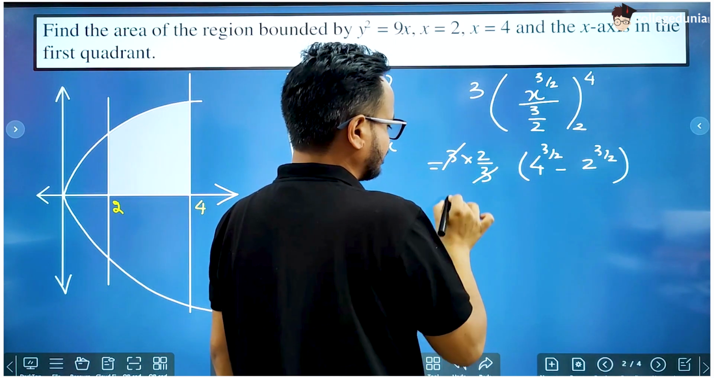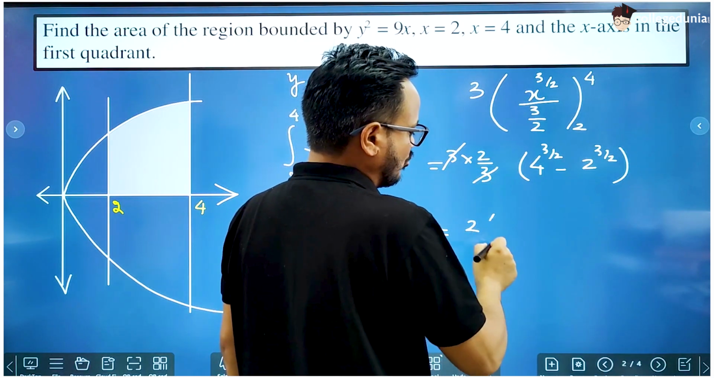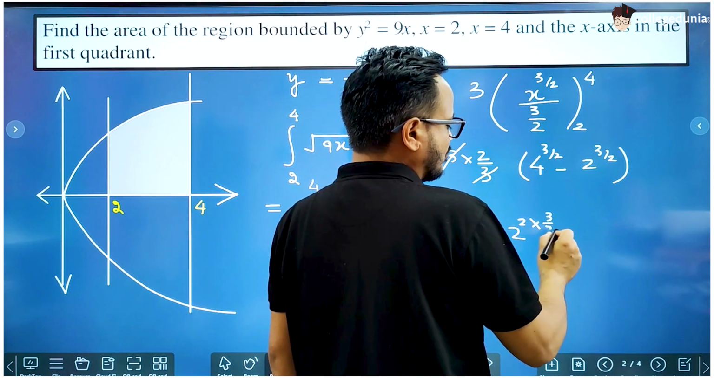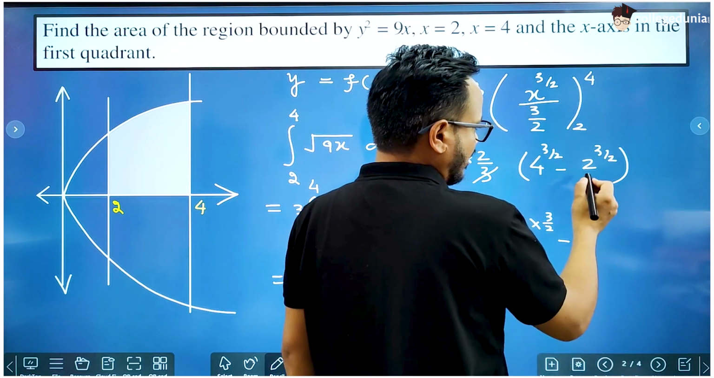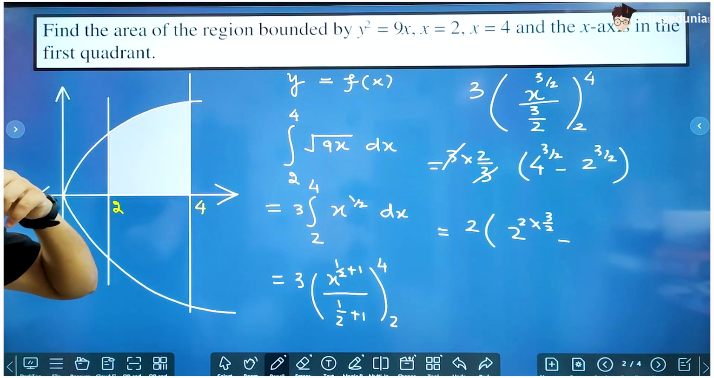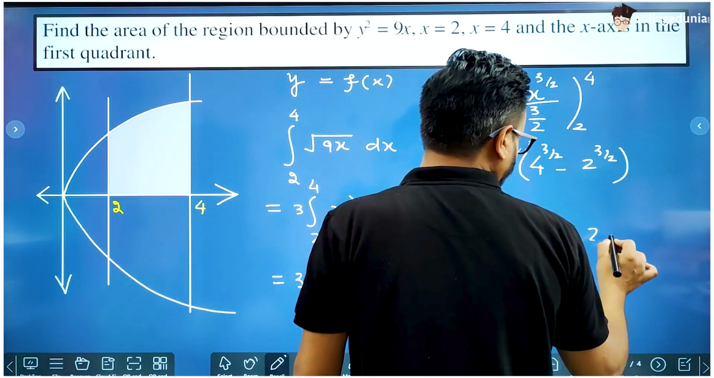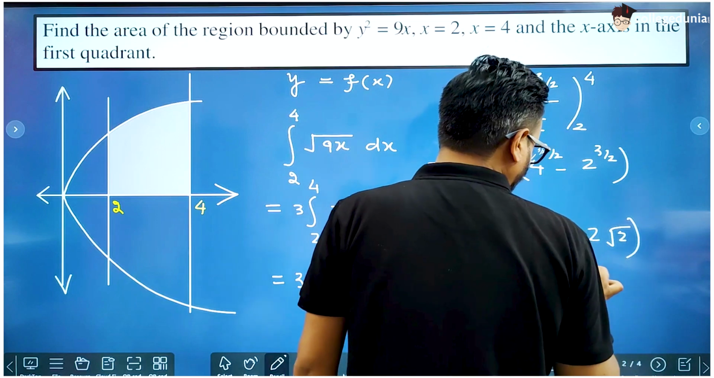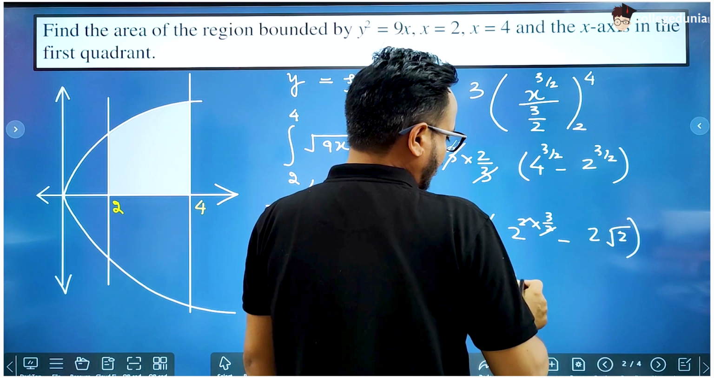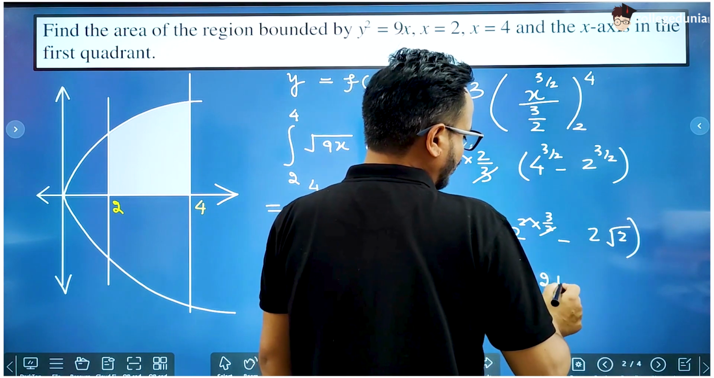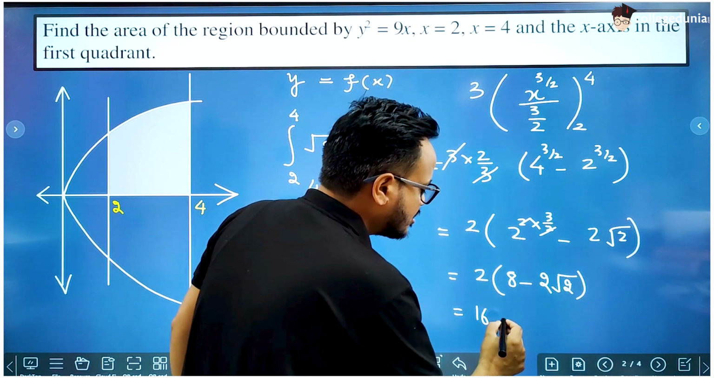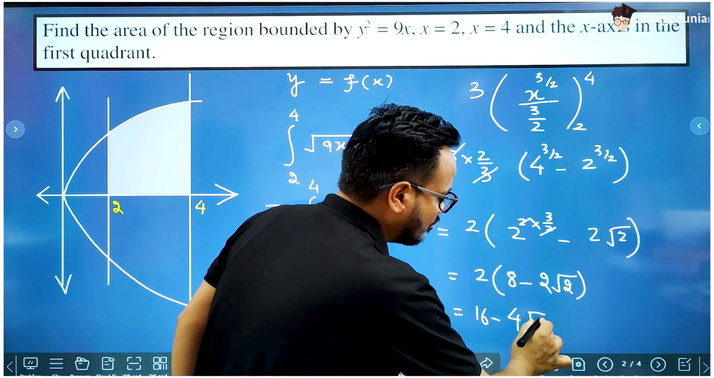3 gets cancelled and this is 2. 4 is the square of 2, so we can write it as 2 raised to power 2 minus 2 raised to power 3 by 2. That means first you take the cube of 2 which is 8, then take the square root of 8 which is 2 root 2. So we can write it as 2 root 2, and this is 8. So 2 times (8 minus 2 root 2). So this is 16 minus 4 root 2, right?